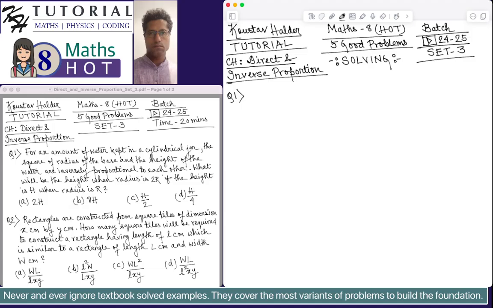For an amount of water kept in a cylindrical jar, the square of radius of the base, that is the base of the cylindrical jar, and the height of the water. The amount of water is fixed, it is not changing. So for a specific volume of water, it is saying that the height of the level of the water in the jar and the radius of the base of the jar are inversely proportional to each other.